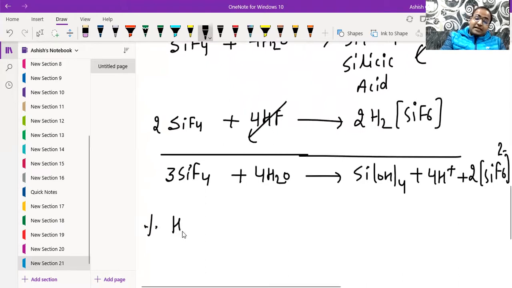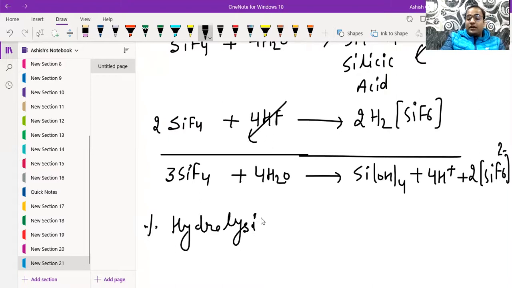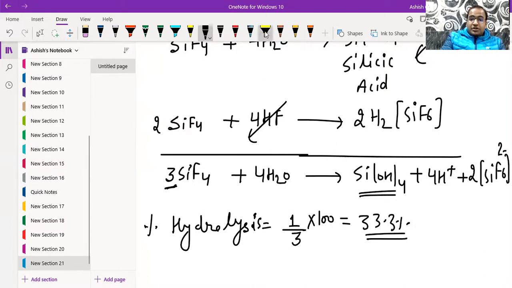If the examiner is asking how much percentage hydrolysis happened, you can easily see that out of 3 moles of SiF4, only 1 mole of SiF4 undergoes complete hydrolysis. So percentage hydrolysis will be equal to 1 by 3 multiplied by 100, that is equal to 33.3%, right? So what are the products that I will get when SiF4 undergoes hydrolysis? One is silicic acid and one is SiF6 2-, right?